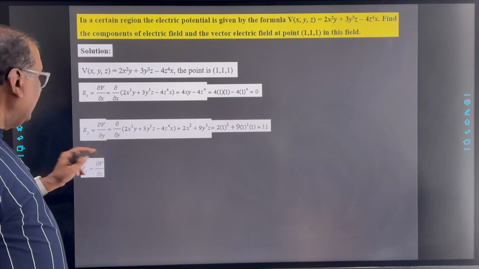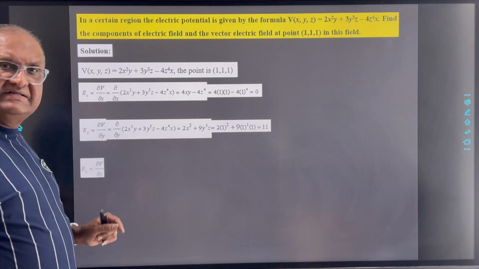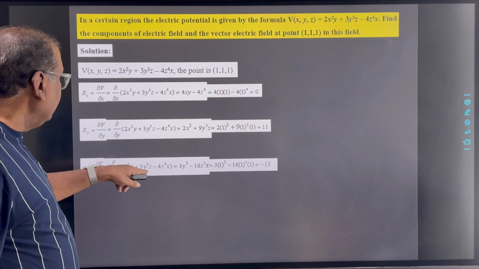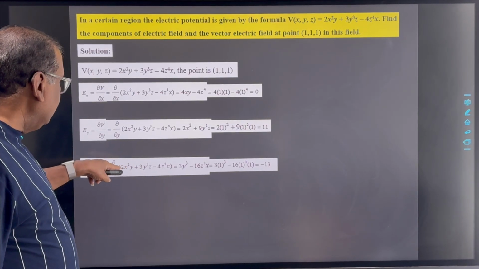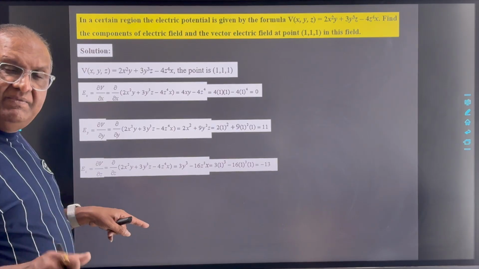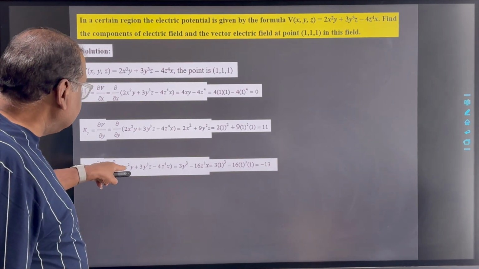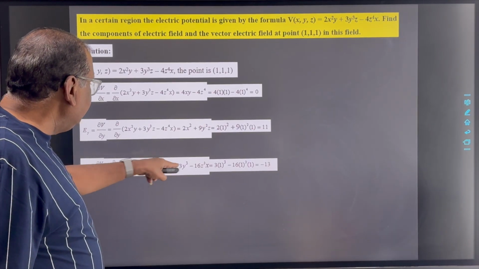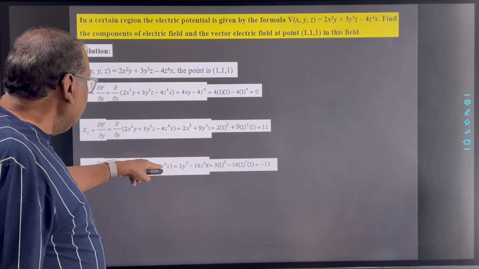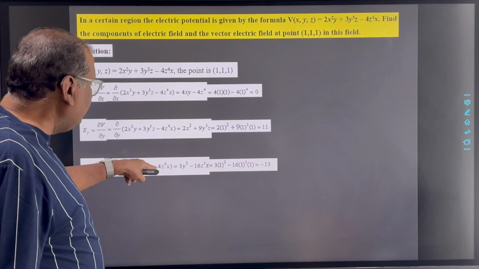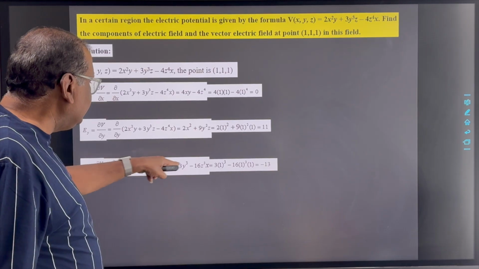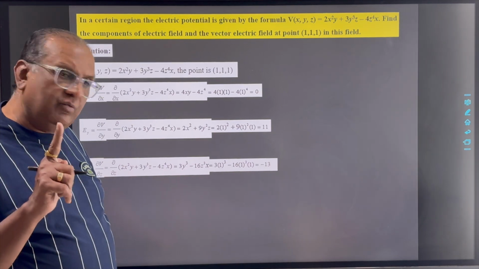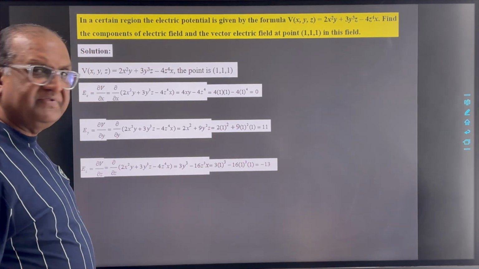Then Ez is equal to minus del V by del z, so that is minus del by del z of V. Differentiate this one. Here in the first term there is no z, so it will be treated as a constant term and the differentiation will be 0. For z it is 1, so the differentiation is 3y cube. Then minus the differentiation of z raised to 4, that is 4z cube. 4 into 4 is 16, so minus 16 z cube x. Now substitute x, y, z, that is 1, 1, 1. So you will get minus 13.